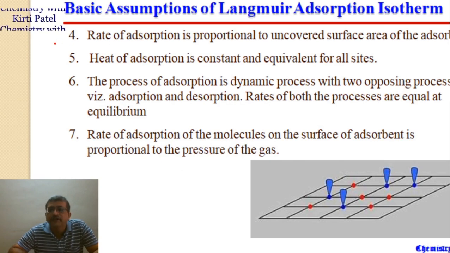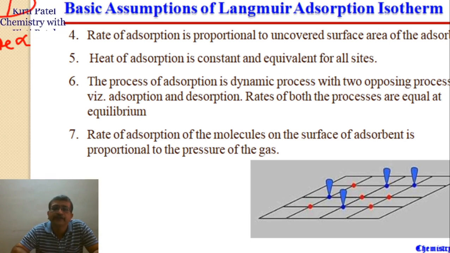The fourth assumption is that the rate of adsorption is proportional to the uncovered surface area of the adsorbent. That is, the rate of adsorption is proportional to the area which is not covered. If this is our total surface area, and say theta is the area which is already occupied, then 1 minus theta is the area which is not covered, or which is empty and available for adsorption to take place. Then the rate of adsorption will be proportional to the 1 minus theta value.